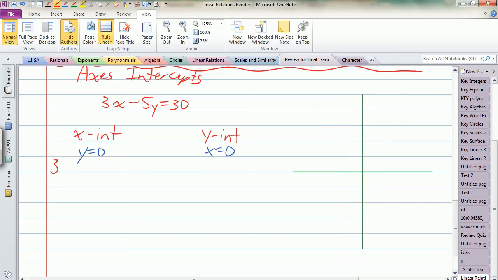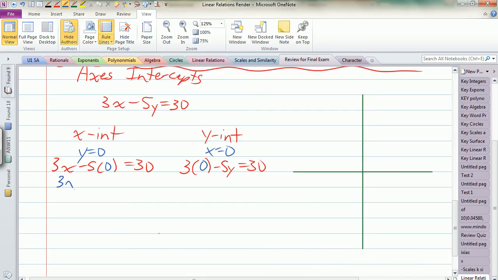So it'll be 3 times 0 minus 5y equals 30. This one will be 3x minus 5. So I screwed those up. I got these backwards, my fault. Hold on. 3x minus 5 times 0 equals 30. 3 times 0 minus 5y equals 30. Okay, so I'm just going to substitute in the zeros now, just so they stand out. You go ahead, find your values.